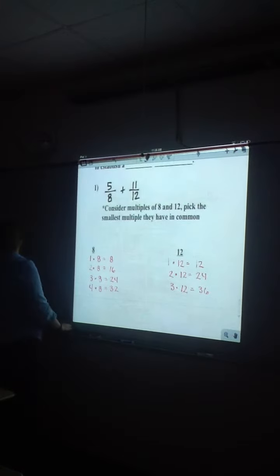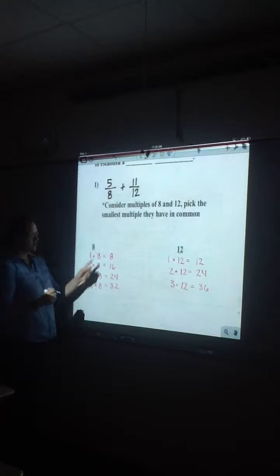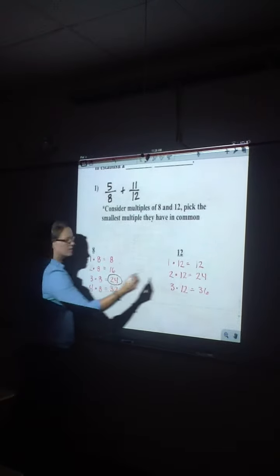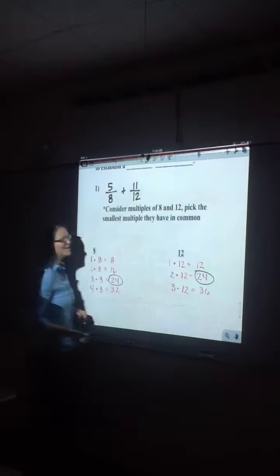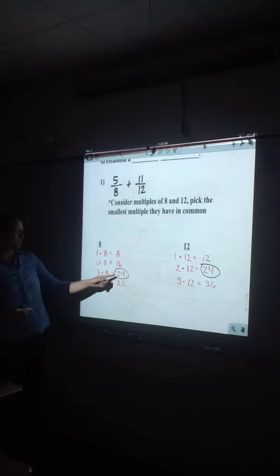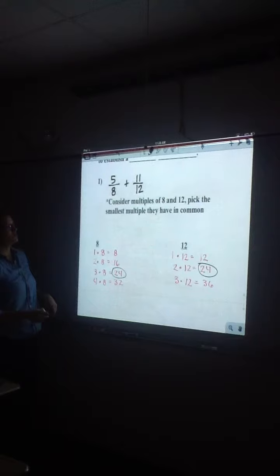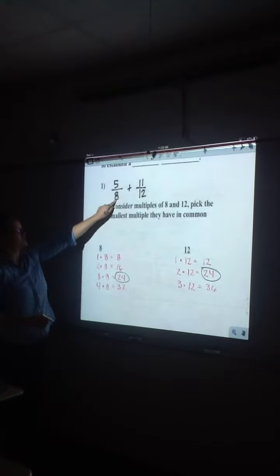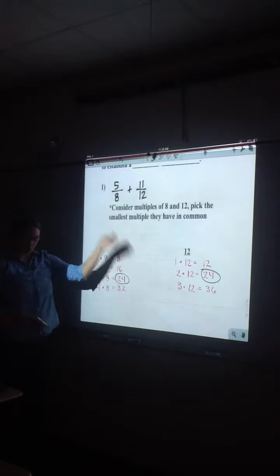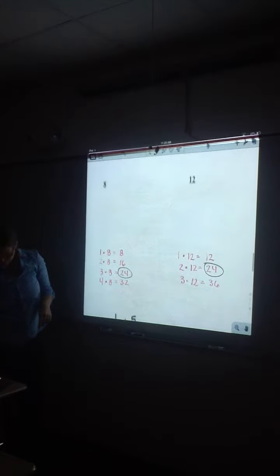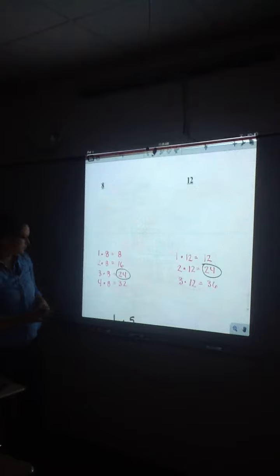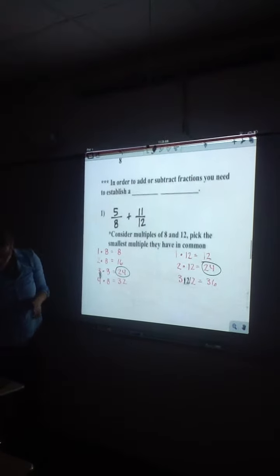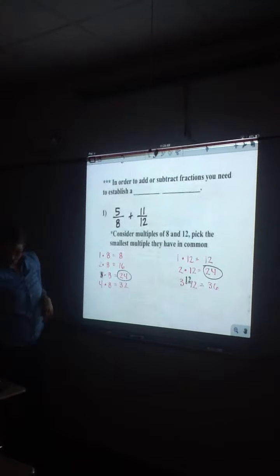So let's take a look here. 8, 16, 24. 24. Okay, so 24 is the least common multiple that they have in common. So if we can establish the lowest common denominator of 24, we'll be able to add these fractions. So our fractions were, just recopy them here, 5 eighths and 11 twelfths.